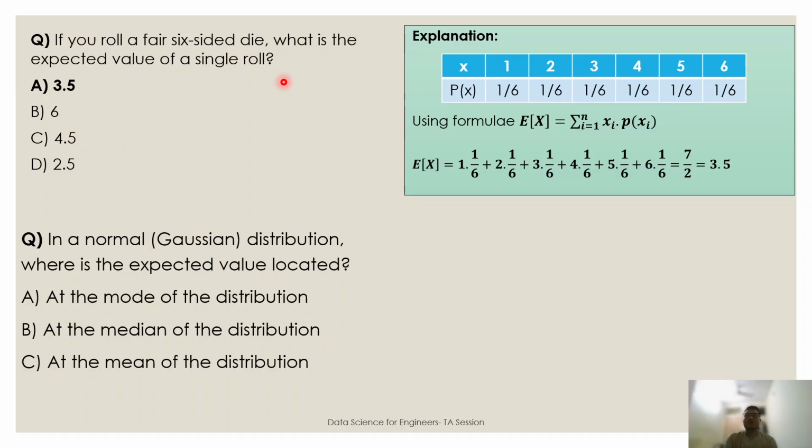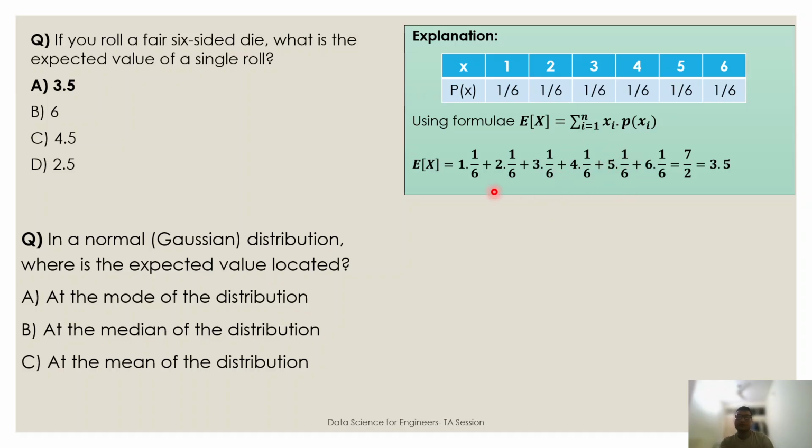The formula is as follows. This is X, whatever your outcome. So 1, 2, 3, 4, 5, 6, those are all your outcomes, multiplied by the probability of getting that outcome. Here, the probability is 1 by 6, since there are 6 possible outcomes. So for the expected value of a single roll, it's 1 multiplied by 1 by 6, and for all these numbers you are getting probability 1 by 6. When you combine all those things, you will get 7 by 2. That's why the answer is 3.5.